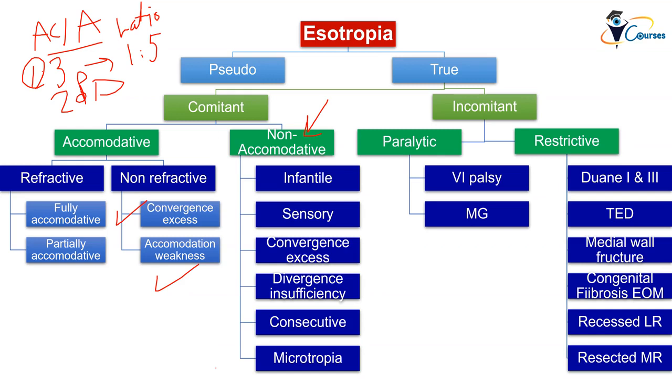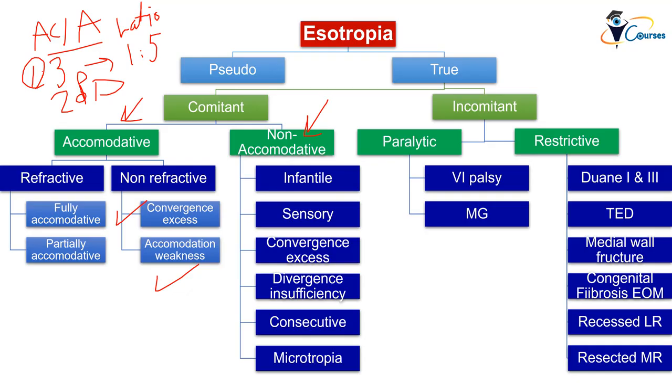Okay, so again, let's repeat. If it is confusing, please let me know. We are speaking about the comitant esotropia, in which there is esotropia, inward deviation of the eye, which has the same angle in all directions of gaze. So no matter if the patient is looking up or down, right or left, it will be the same. The first subcategory of the comitant esotropia is called the accommodative esotropia.